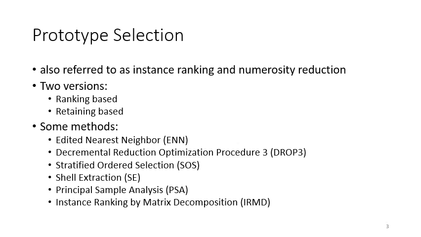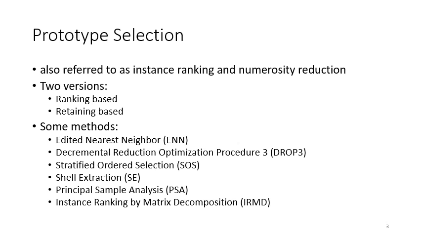In ENN, a point is removed if the majority of its neighbors are from another class. In DROP3, the point is removed if its removal increases the accuracy of KNN classification. In SOS, the boundary points and the median points are found recursively and retained. In shell extraction, a hypersphere which increases iteratively is considered, and the points within those hyperspheres are removed.